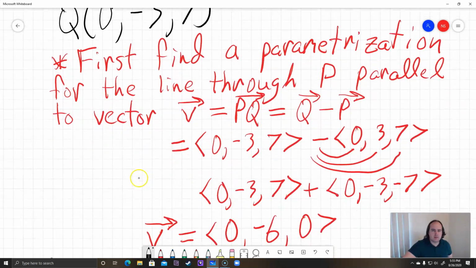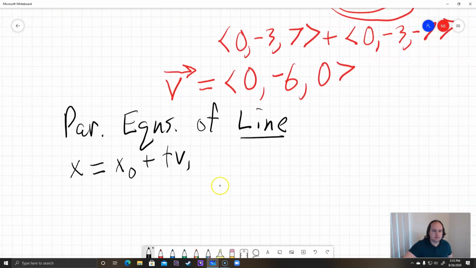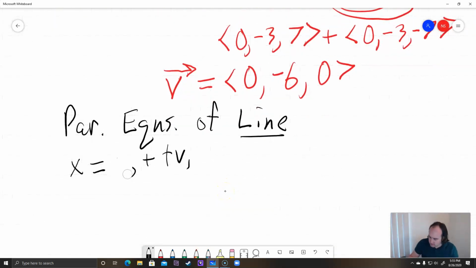So for this problem, x naught is 0. Okay, so we've got 0 plus tv1. Well, here our v1 is 0, our v2 is negative 6, and our v3 is 0. Okay, so here we're actually going to have 0 plus 0t. So that means x is actually just going to be 0.